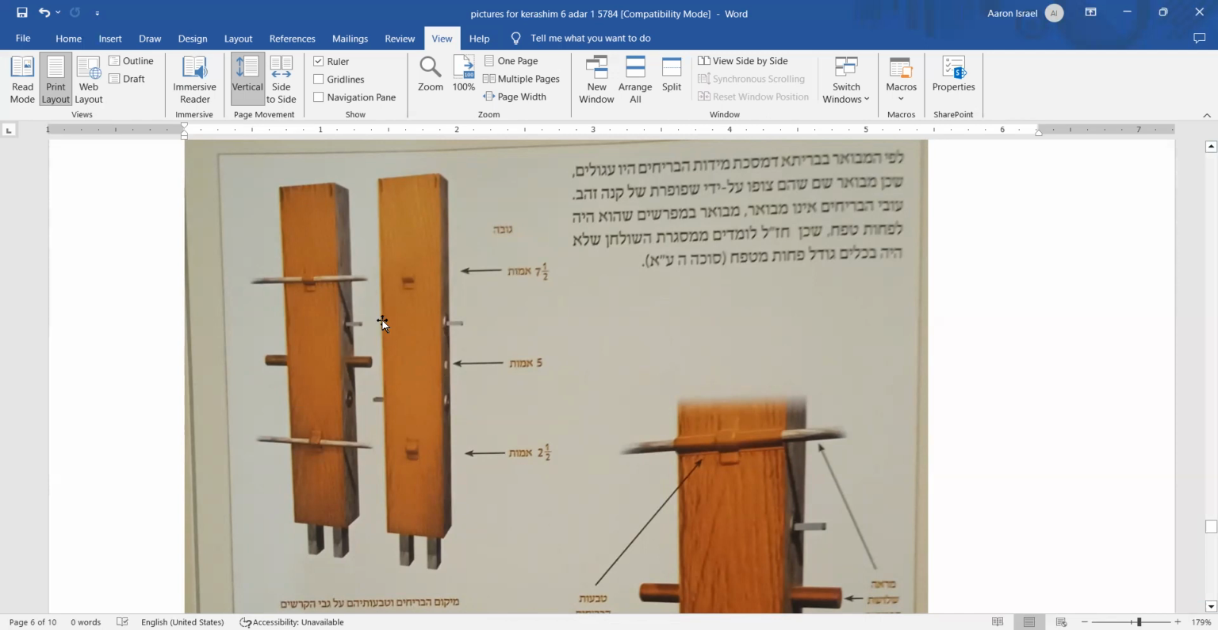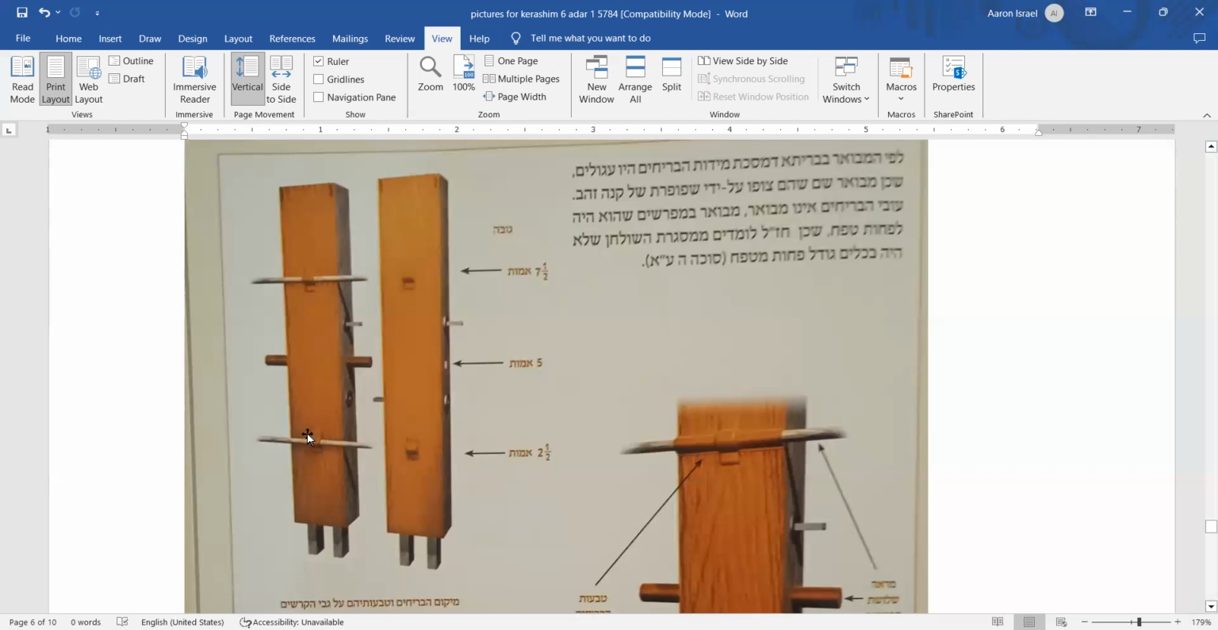Again, the north and south walls have 30 amot, there are 15 amot each for the short ones, and 30 amot for the long one. On the western wall, the shorter ones are only 6 amot long, and the long one is 12 amot long, because the western wall is the shorter wall.